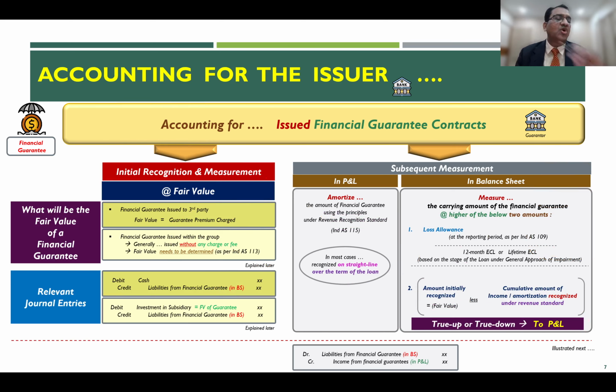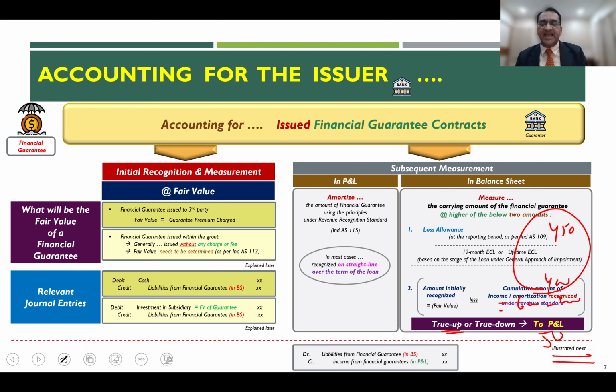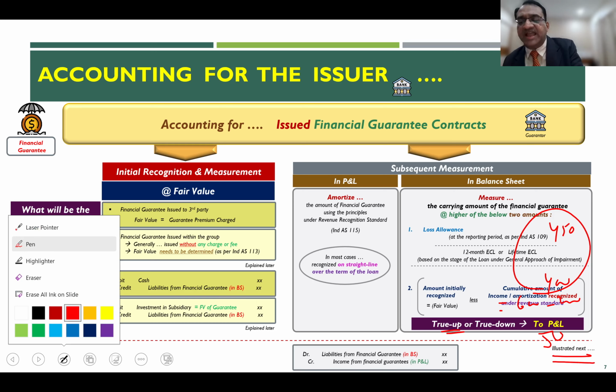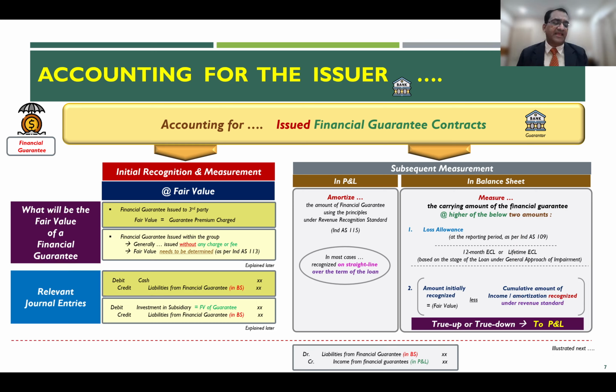As I said, true up or true down is required to go to P&L. 50 in my example. That loss allowance of 450 vis-a-vis the carrying amount of 400, which is 600 minus 200. The difference of these two, the true up, is required to the extent of 50, and that goes to the debit of P&L by way of impairment loss. This is what we will explain, the accounting, in the next 2-3 slides by way of a case study.